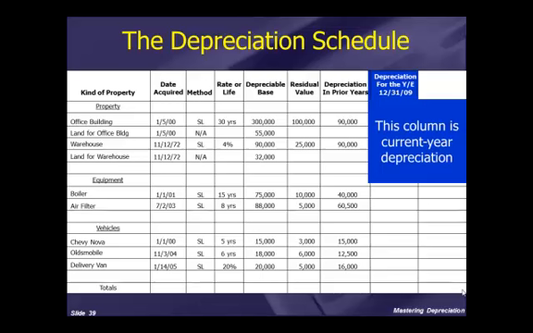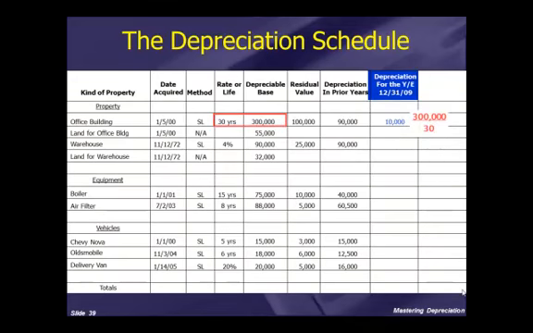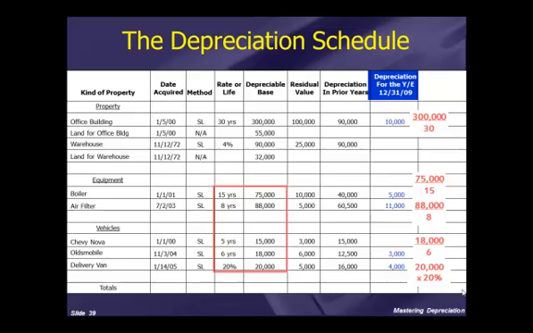Then we add another column, depreciation for year ending 12/31/2009. So this is for the current year. Let's go back and look at that office building. $300,000 depreciable base, divided by 30 years, gives $10,000 for the year. They've done that for the boiler: $75,000 divided by 15 is $5,000. Air filter is $88,000 divided by 8, or $11,000. The Oldsmobile is $18,000 divided by 6, or $3,000. The delivery van is $20,000 times the percentage rate of 20%, or 0.20, which is $4,000.